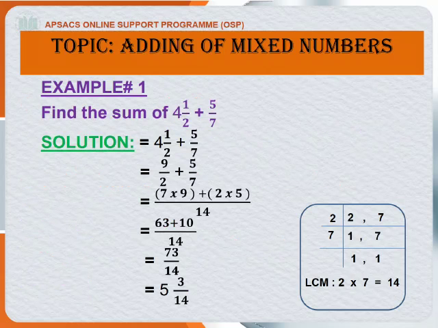Topic, adding of mixed numbers. Example number 1. Find the sum of 4 whole number 1 out of 2 plus 5 out of 7. Solution. We will change the mixed number into an improper fraction. 4 2s are 8 plus 1. 9 out of 2 plus 5 out of 7.